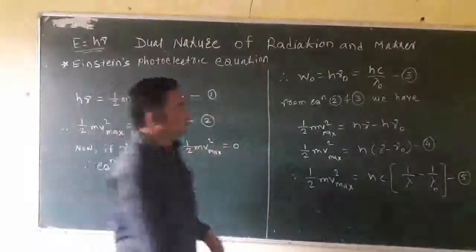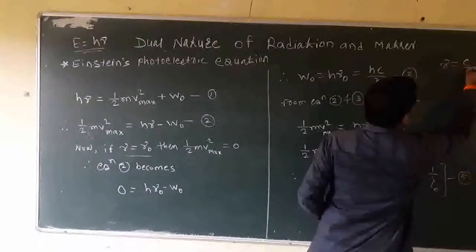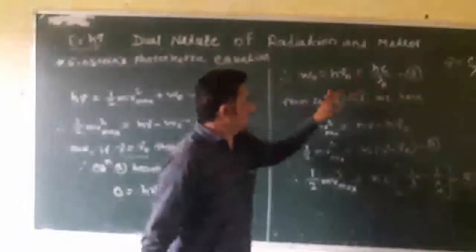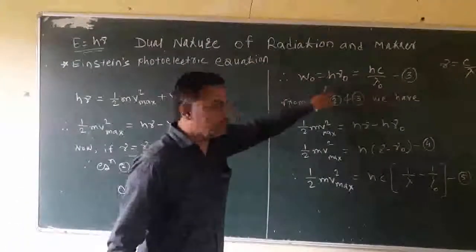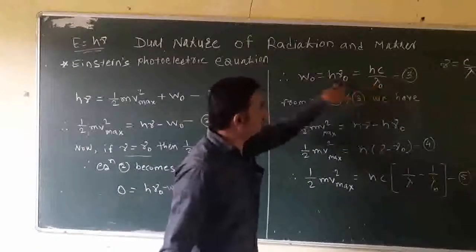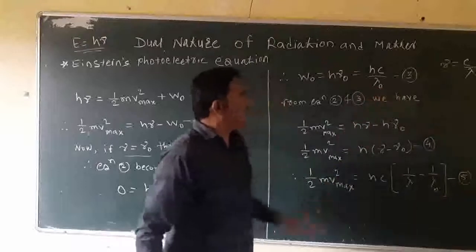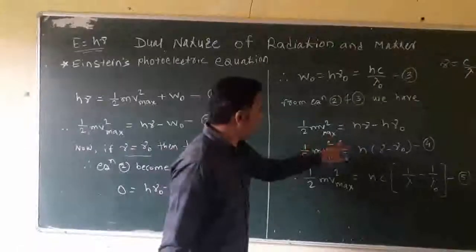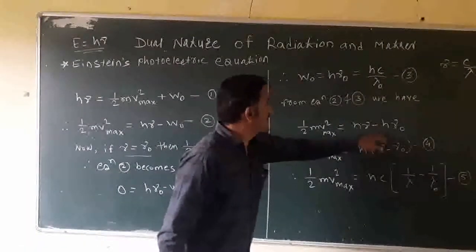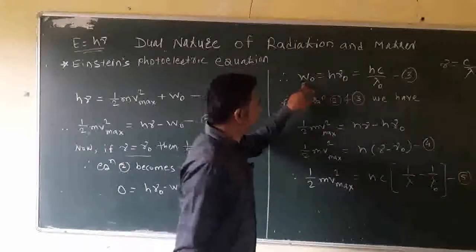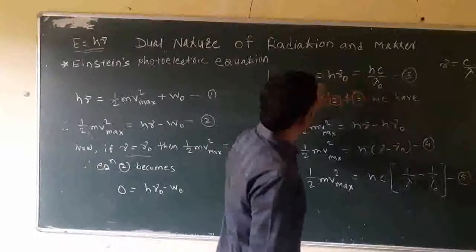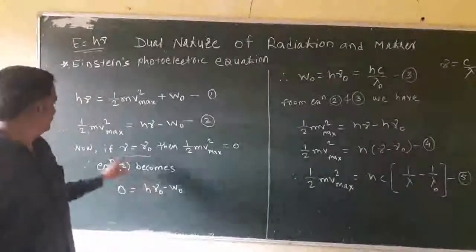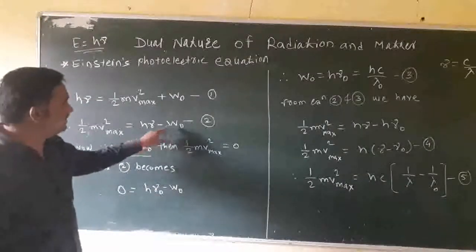We know that nu equals c upon lambda, that is, frequency equals velocity of light upon wavelength of light. In this manner, this equation is written. W0 equals h nu 0, and h nu 0 equals hc by lambda 0, equation number 3. Therefore, from equations 2 and 3, we have 1/2 m v square max equals h nu minus h nu 0, because the value of W0 is hc upon lambda 0, or W0 equals h nu 0.